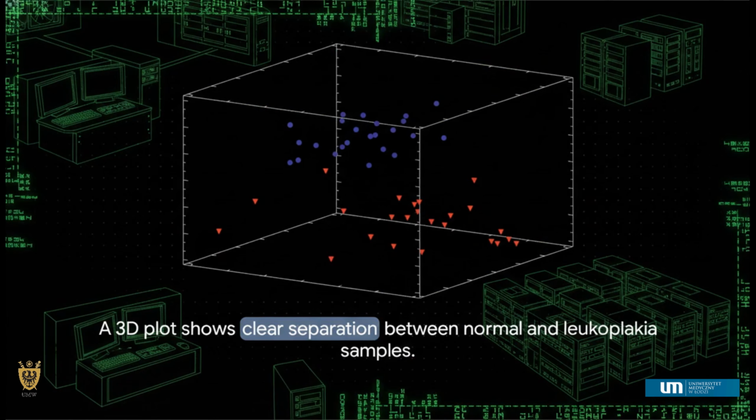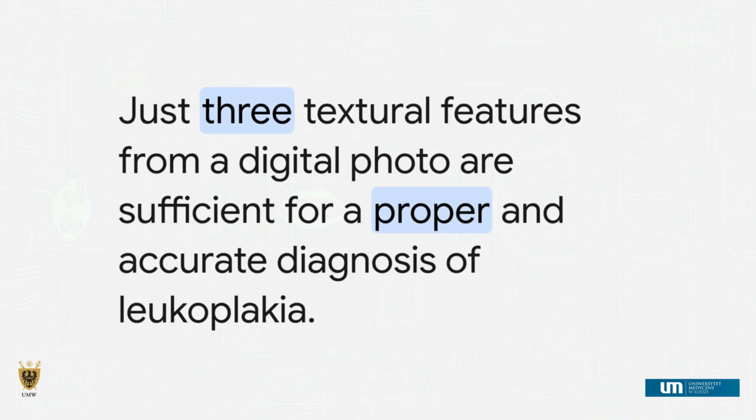This 3D plot gives you a really powerful visual of why the system is so good at this. Each dot is one of the tissue samples plotted out based on its three key texture features. As you can see, the normal tissue in blue and the leukoplakia in red, they form two completely distinct, separate clusters. It's a clean, clear mathematical separation. So the crucial takeaway is this. The analysis proved that by measuring just these three specific textural features from a simple photo, the AI model can properly diagnose oral leukoplakia with extremely high accuracy.